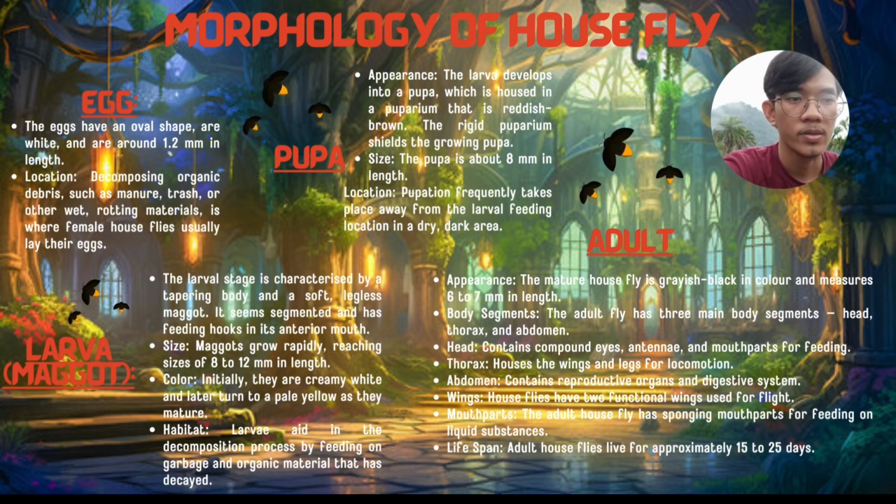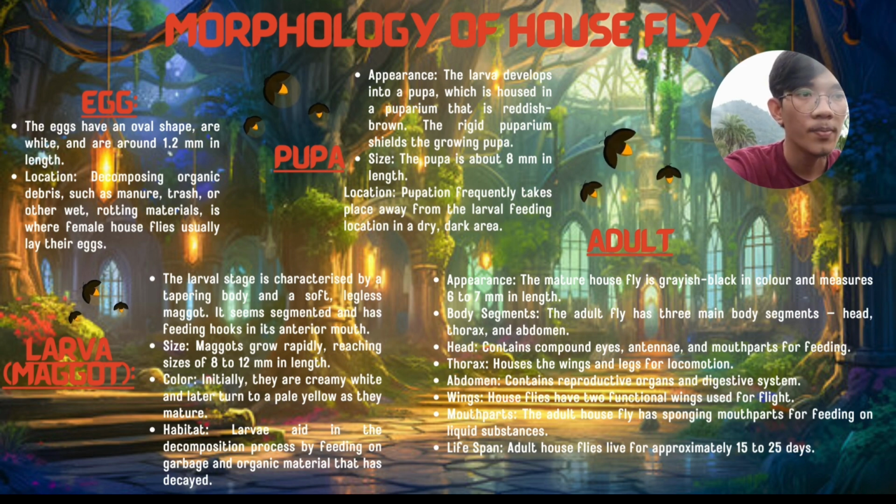The larval stage is characterized by a tapering body and a soft, legless body with a feeding hook in its anterior mouth. For size, maggots grow rapidly, reaching 8 to 12 mm in length. For color, initially they are creamy white and later turn pale yellow as they mature. For habits, larvae aid in the decomposition process by feeding on garbage and organic material that has decayed.